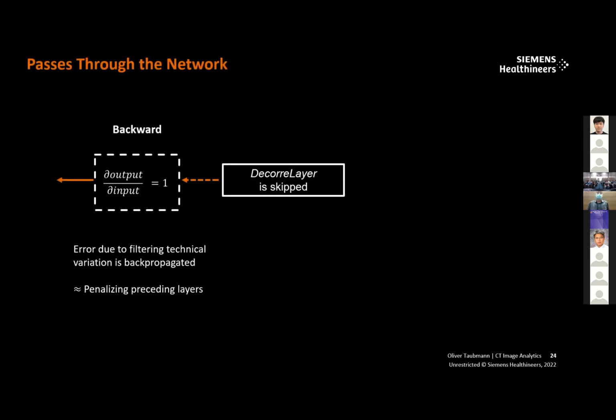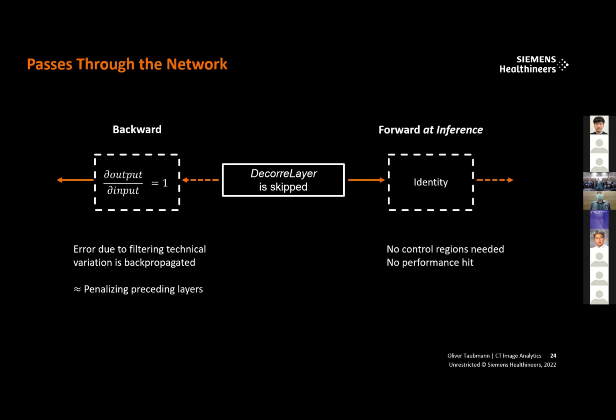And then during the backward pass, we would actually do nothing, really just push the error tensor through and penalize the preceding layers for extracting those features. And then at inference time, again, we wouldn't have to do anything because all of this happens at train time. So we would already have learned not to learn such features beforehand. And then we wouldn't even need the control regions anymore at inference.